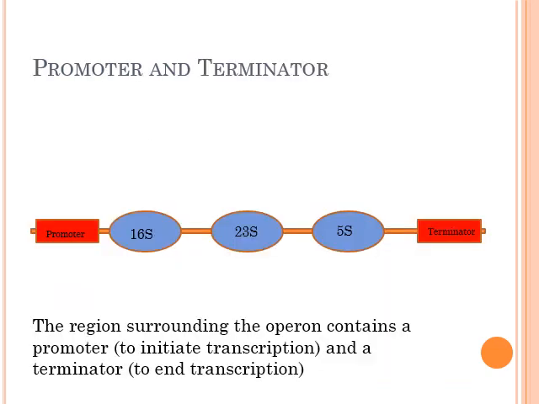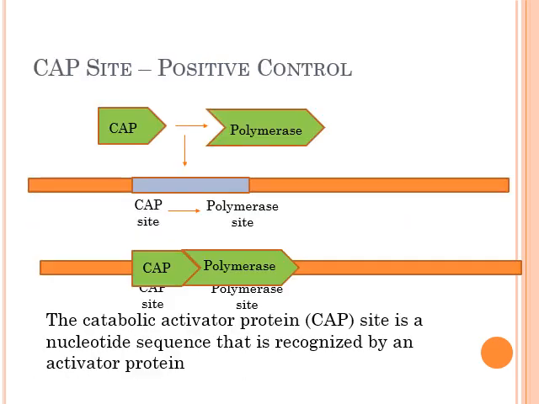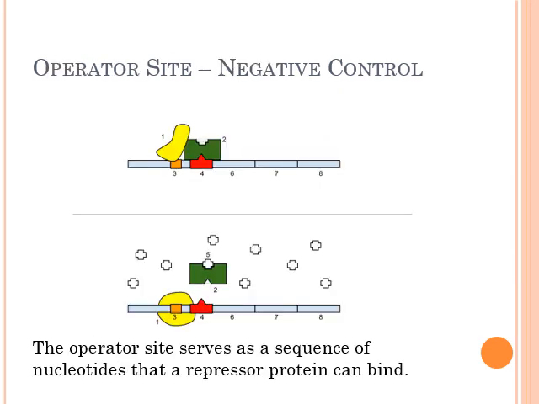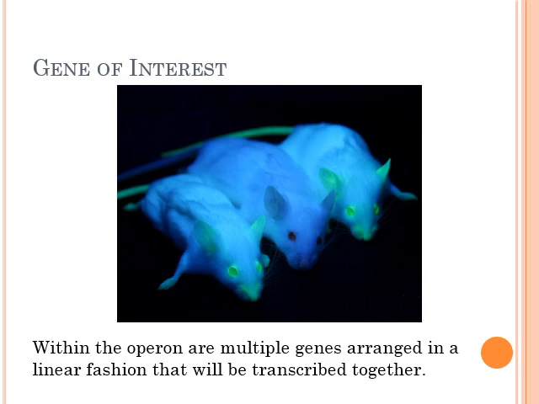The promoter and the terminator you guys should get. The promoter initiates transcription, the terminator ends it. You have a CAP site, which is where you're going to have a catabolite activator protein that's going to be recognized to make this go faster. It's going to recruit the polymerase. You're going to have a site where there's negative control. What does negative control do? Stops it, slows it down. So you're going to have a sequence there that a repressor can bind to slow everything down. And then, of course, you have your gene of interest right in the middle, your coding sequence. Glow-in-the-dark mice, because when in doubt, glow-in-the-dark mice.